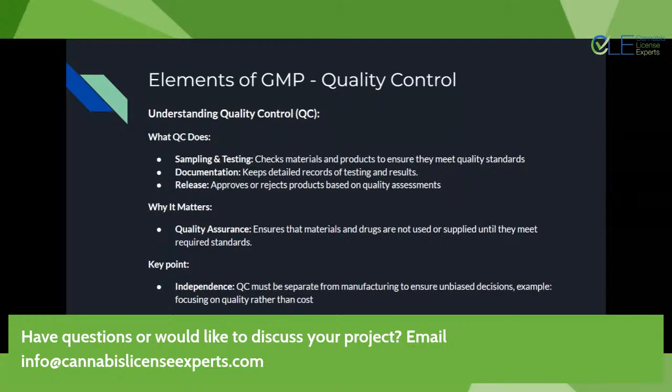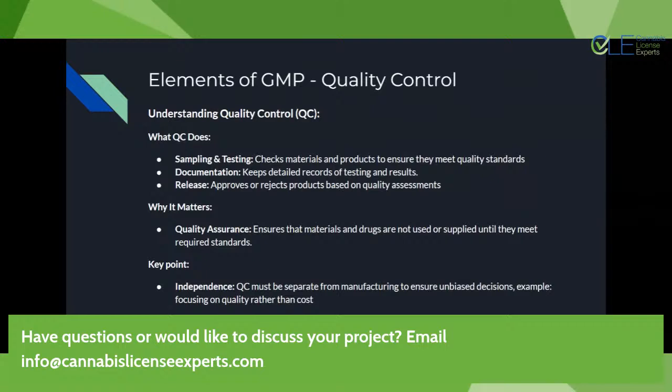And then your key point, independence. The QC must be separate from manufacturing to ensure that it has unbiased decisions. Example, focusing on quality rather than cost. Again, this is where a lot of our QA, QC, production and C-suite tend to knock heads on issues.